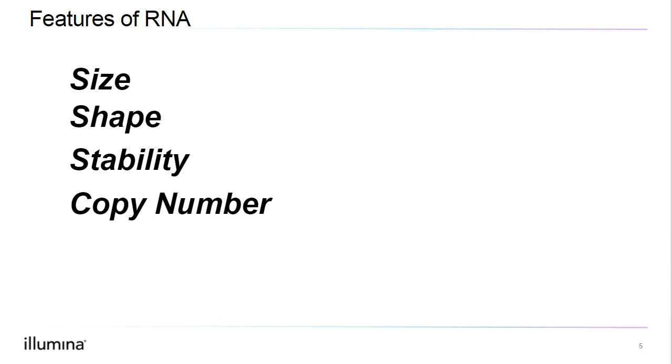There are multiple different features of RNA that we can focus on. For example, we can look at size. We have microRNAs that are about 20 nucleotides long, and mRNA that can be thousands of nucleotides long. We can also take a look at the shape of the RNA and how it might fold over and form secondary structures. We can take a look at its stability and how long it's present in the cell. And we can also see how much is present by looking at individual copy numbers of transcripts within that cell.